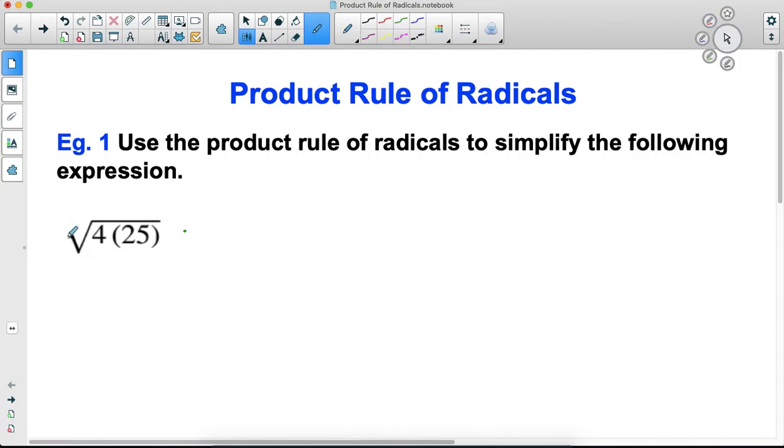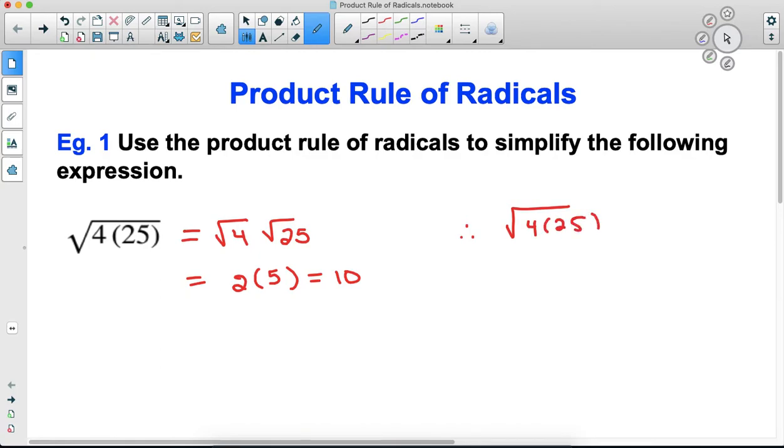In this case, we have the radical of a product, so we're going to use the rule and rewrite this one as the product of radicals. So we have the square root of 4 times the square root of 25. Now let's simplify each of those square roots. So square root of 4 is equal to 2 and the square root of 25 is equal to 5. So we have the product 2 times 5, which happens to be 10. So we can say therefore the square root of 4 times 25 is equal to 10.